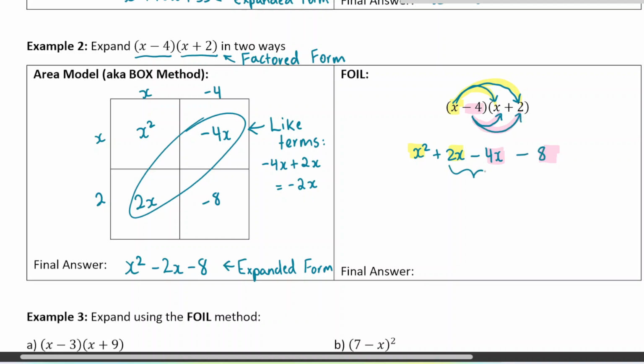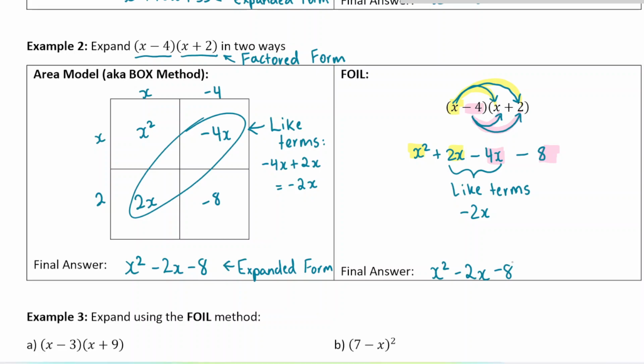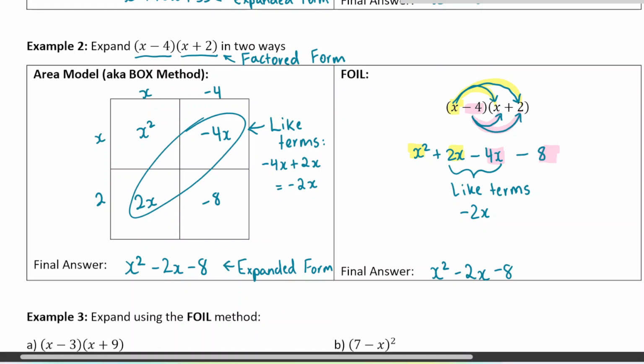Finally, we just combine the like terms, which show up in the middle here. So we get negative 2x. And again, these should be the exact same 4 terms as you see in the 4 boxes over here in the box method. We should get the same result: x squared minus 2x minus 8. And again, that's called the expanded form. And next lesson we'll learn how to go backwards from the expanded form into the factored form. Okay.